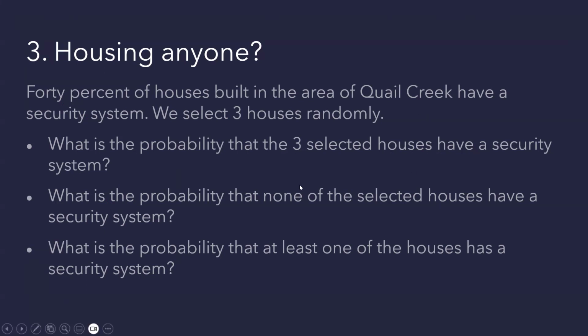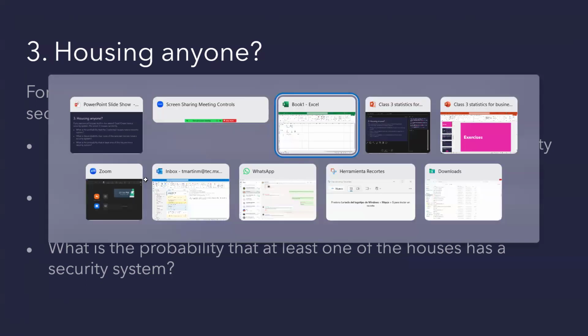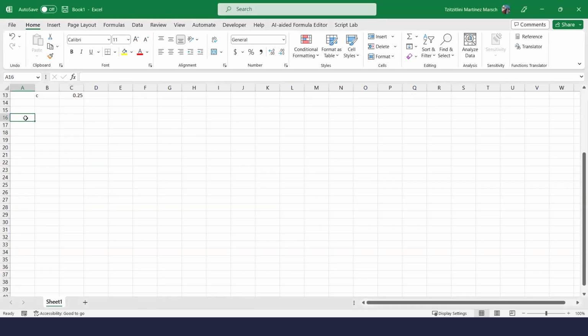These are independent events. That means that one does not depend on the other, and that is very important. Why is it important? Because when they do not depend on one another, they're independent events, so we can use the multiplicative law. So we'll go down here, put question 3. The probability is 40% of having a security system.